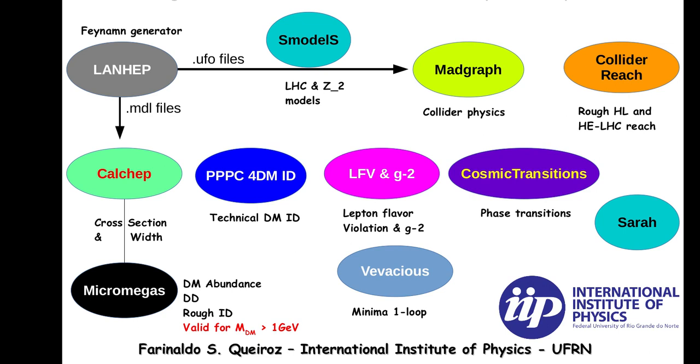And so MadGraph, we had already one lecture, but we're going to have a second one showing how to exactly implement models. And CosmoTransitions, we briefly covered, but there are still a few other lectures to go. As I said in the very beginning, SModelS and SARAH will be covered in the beginning of May. And I'm also going to talk about Collider Reach, which is this one in orange, a very easy code to use just to have a rough estimate of the high luminosity and high energy LHC reach of a given new physics model.